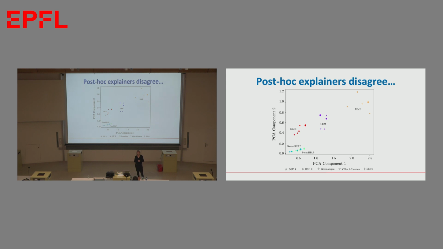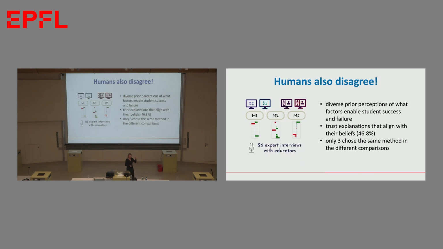Yes, we also disagree. Not surprisingly, the human teachers also disagreed. So basically, in retrospect, that's not surprising, the professors, all STEM professors across the world, have a very diverse prior belief on what makes a student successful and what makes a student fail. And then based on the prior belief they had, they would, of course, prefer the method that aligned most with their prior belief. And only 3 people out of 26 in different comparisons always chose the same method as preferred.